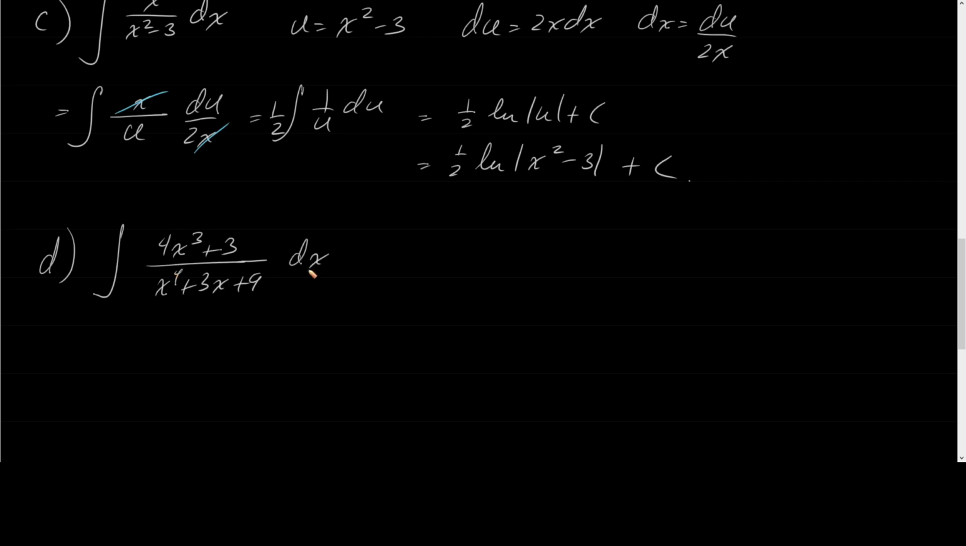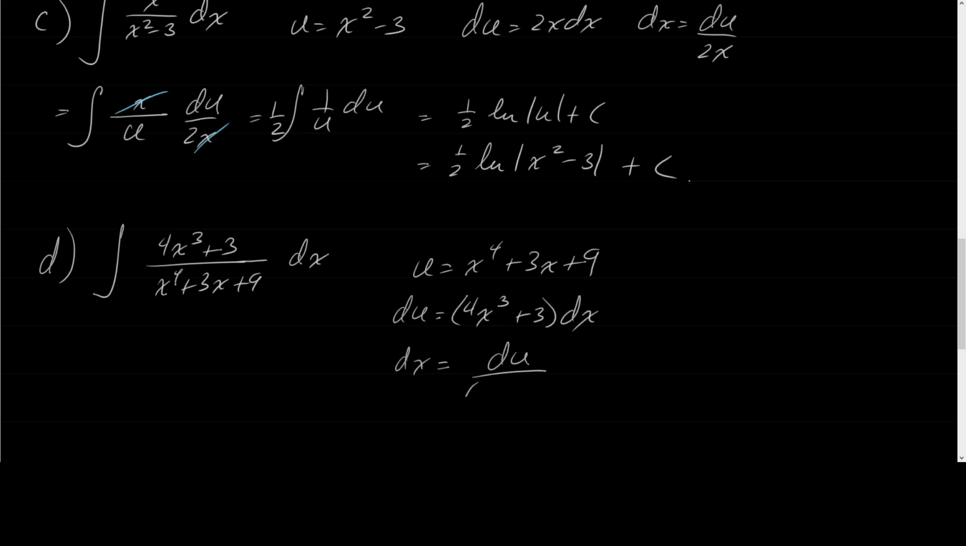Alright, so in here, look at my denominator. The derivative of the denominator is the numerator. So I can say here, if I let u be the denominator, x to the 4th plus 3x plus 9, then du would be 4x cubed plus 3 dx. So that dx is du over 4x cubed plus 3.